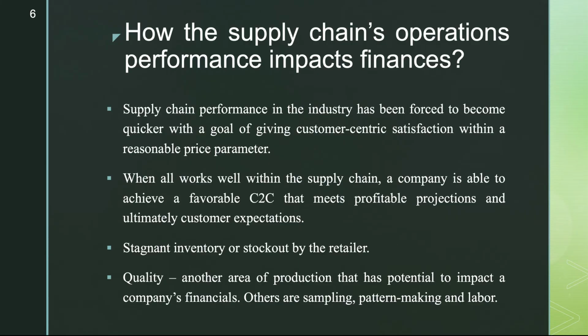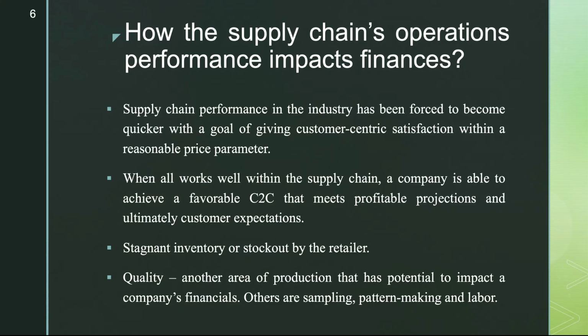Then we discuss how the supply chain's operations performance impacts finances. Now we know that clothing is primarily driven by the whimsical nature of consumers who often change their buying habits. It can be due to weather, it can be due to celebrity appeal, it can be due to lifestyle changes, and sometimes cost. So it is a challenge for retailers to predict in advance what the shopper wants. And also the internet is creating an expectation that shoppers can shop anytime, anywhere, and receive any kind of product that they want. So that is a bit tricky and difficult for retailers.